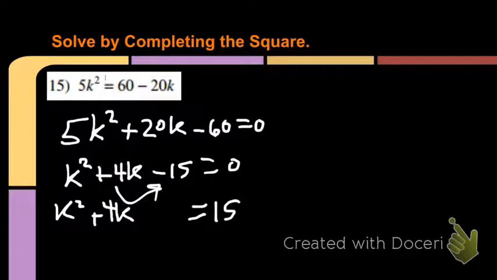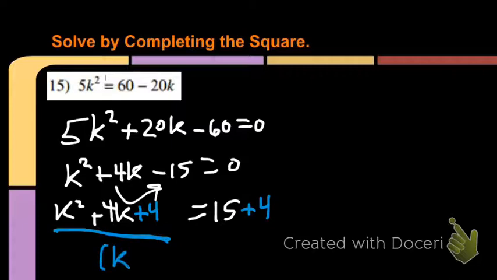And now we have to add a number to both sides that will make this a perfect square trinomial. And that number has to be half of 4, 2 squared. So you get 4. And then add it on the other side. Now you take this whole polynomial and factor it. And because it's a perfect square trinomial, it's going to factor nicely. k plus 2 squared. And that equals 19.